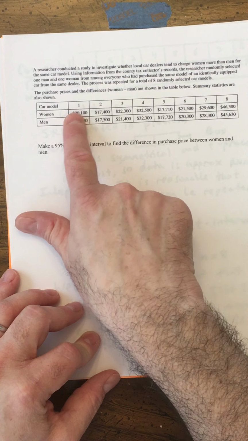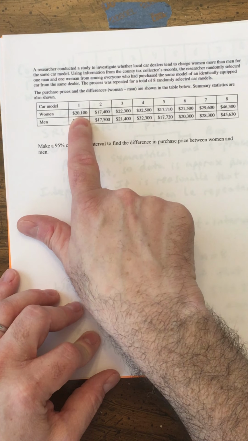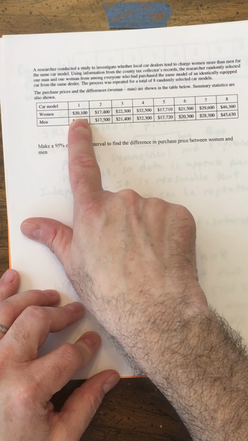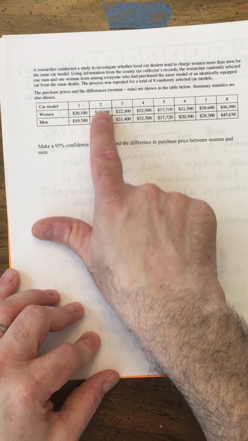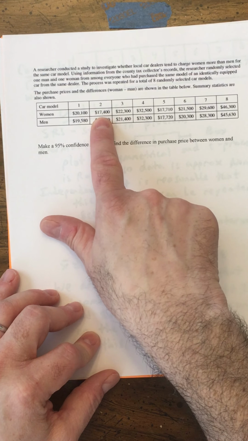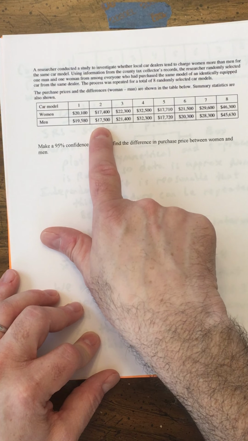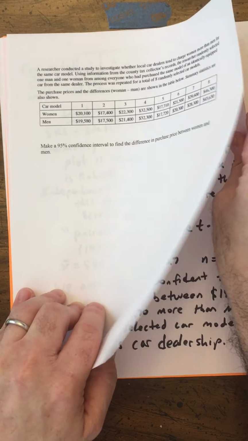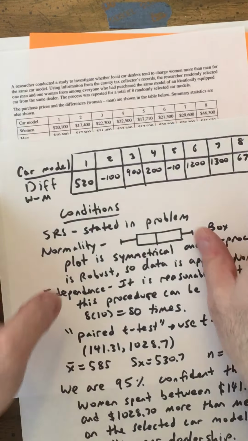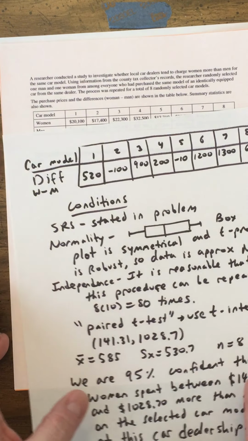So this car model was bought by a woman and a man. The woman paid $20,100, the man paid $19,580. For model number 2, a woman paid $17,400 and the man paid $17,500. In this case, the man paid more. Well, what you need to do is literally take the differences. So I actually showed that here.